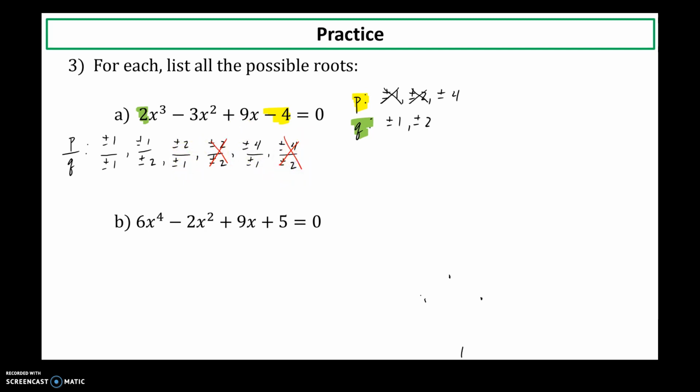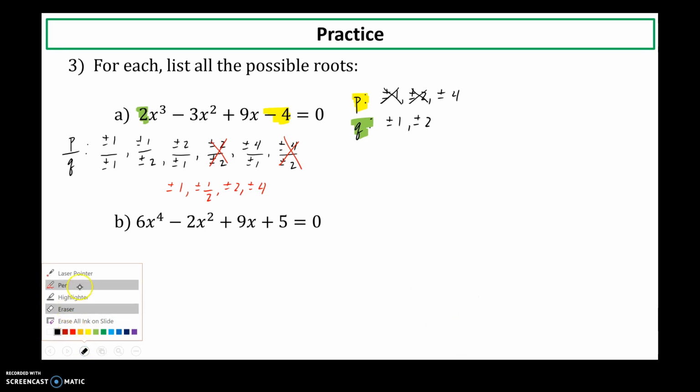So the numbers that I would check into my function would be plus or minus 1, plus or minus 1/2, plus or minus 2, and plus or minus 4. Okay, again, these plus or minuses just mean that you have to check both the positive and negative roots, and we'll work on what that looks like.